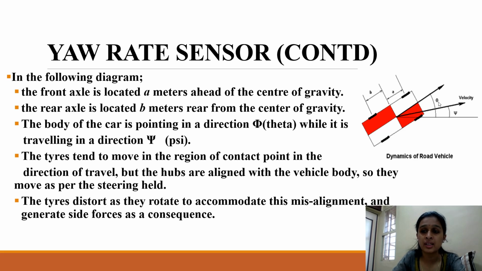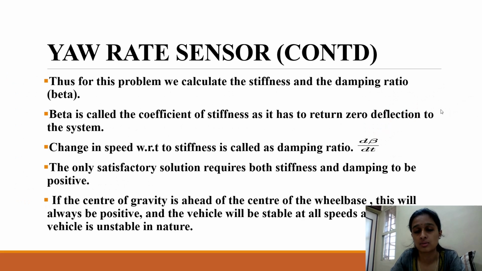So what is happening? The tires are tending to move, in the region of the contact point, in the direction of travel, but the hubs are aligned with the vehicle body, so they are moving as per the steering. So the tires get distorted here. They rotate to accommodate the misalignment, and therefore they generate some side force as a consequence. This gives the driver discomfort, thereby creating a hard feeling for the passengers as they move sideways. For this reason, a yaw rate sensor is used.